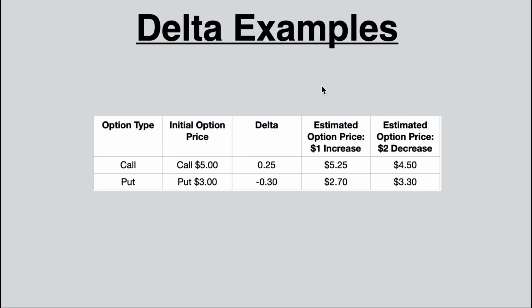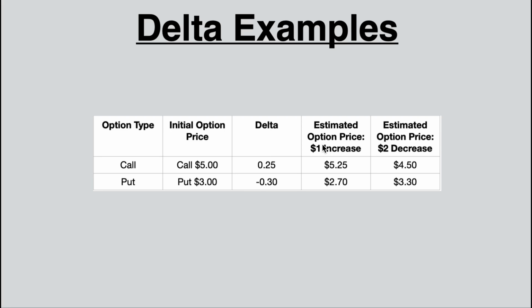So let's go ahead and get into an example. So let's say we have a call option, right? And if you guys don't know what a call option is, I suggest you go ahead and look at my previous video. Link is down in the description. But let's say we have a call option, and the initial price of the call option is $5. And let's say that this specific call option has a delta of 0.25. And so that means that for every dollar that the stock moves up or down, the call option is either going to move up 25 cents or down 25 cents.